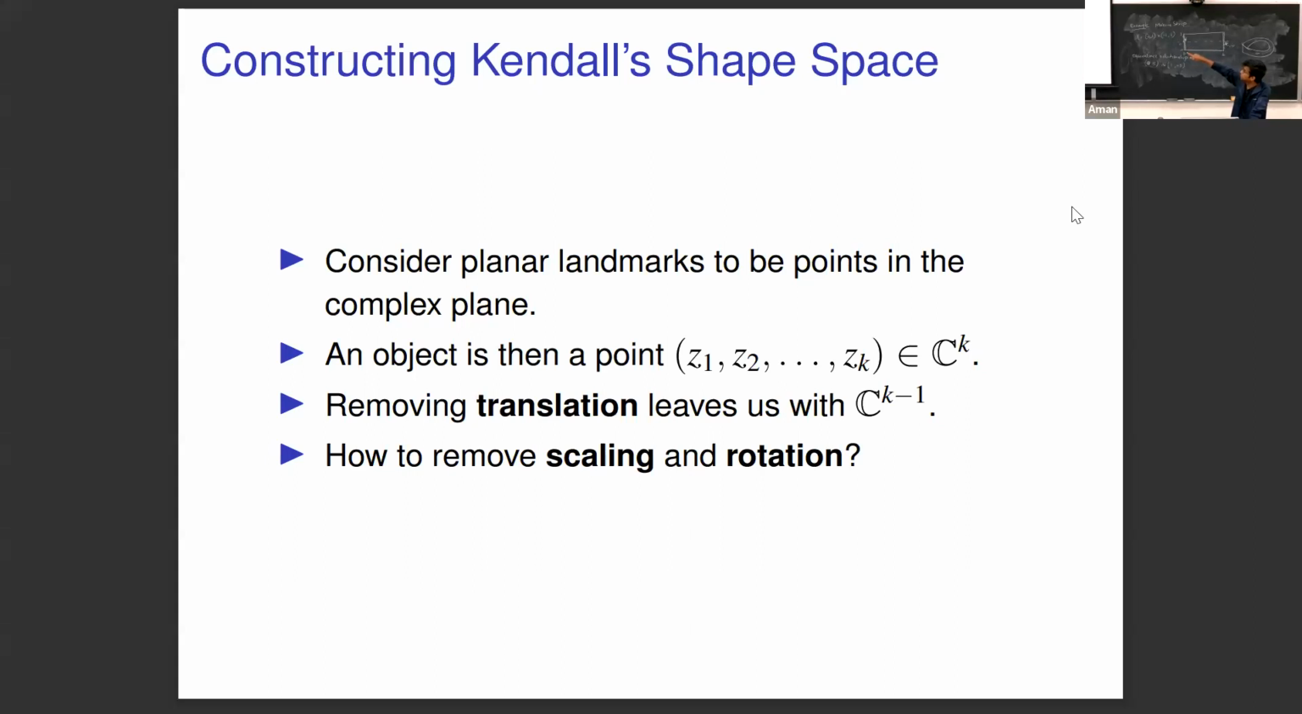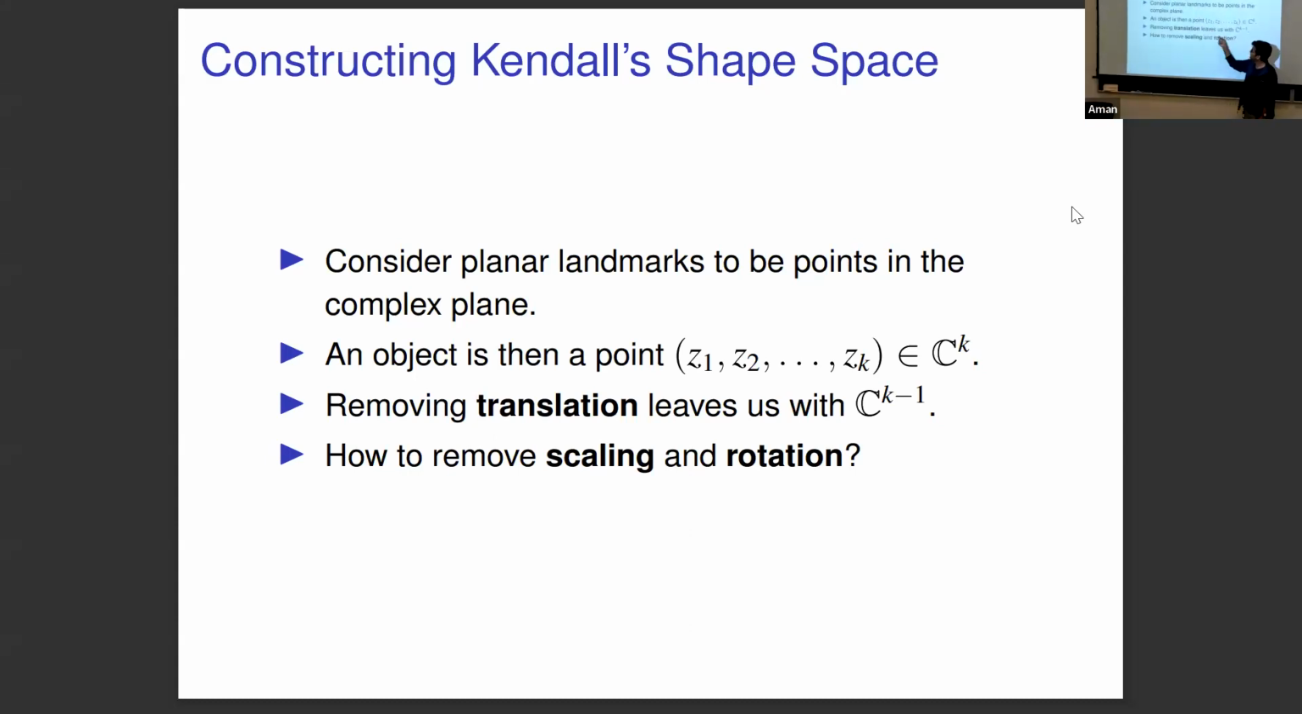So this one is using complex planes. What you do is consider the planar landmarks, which are the key points in your shape, as points in the complex plane. A complex plane, like we remember from previous math, is just a 2D space with a real line and an imaginary line, right? We'll review some complex math in the next slide, but that's what we want. Then the object is represented in this k-dimensional complex space as k points, right?